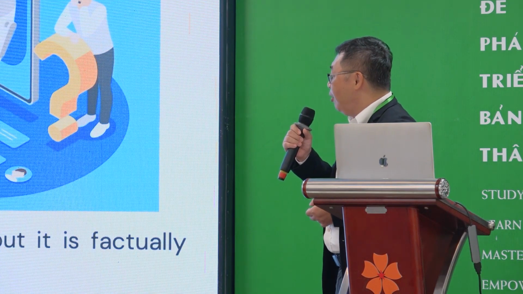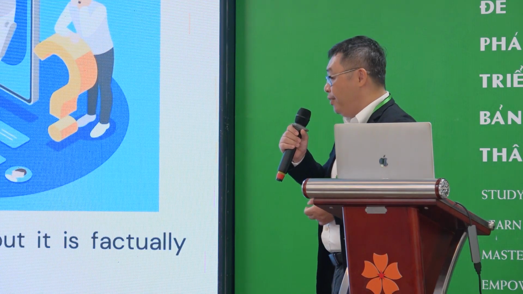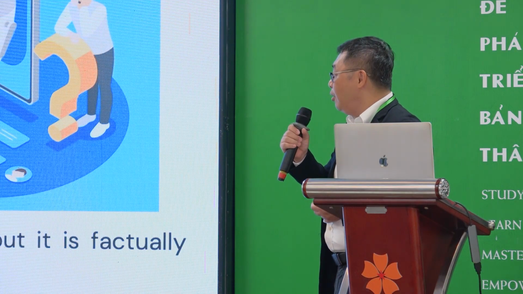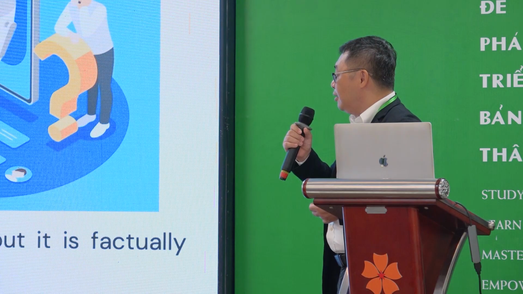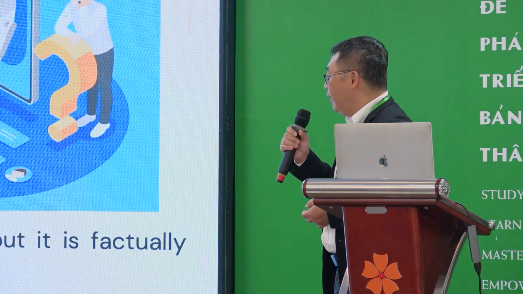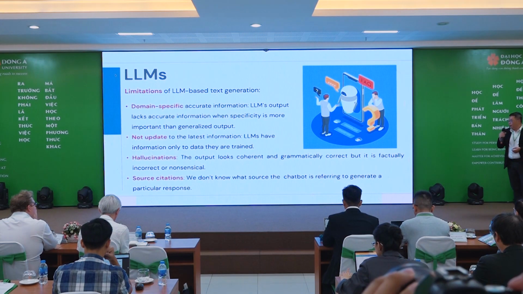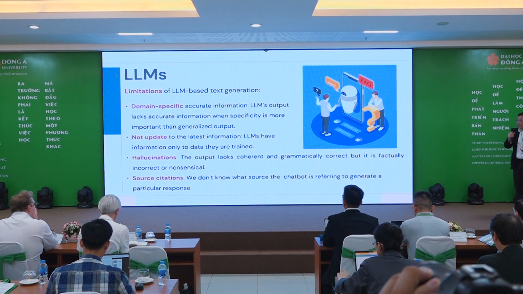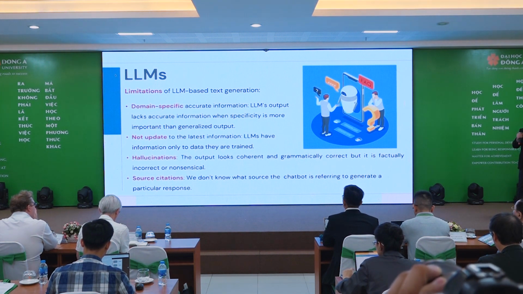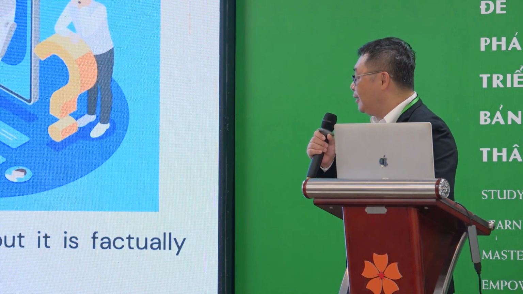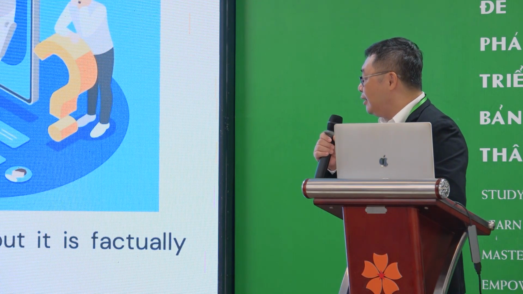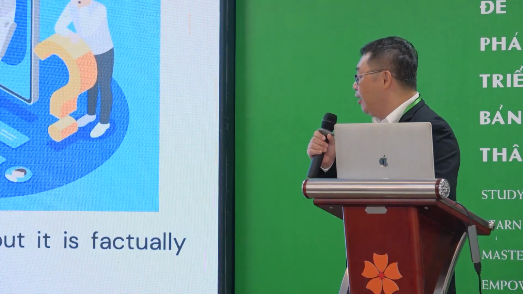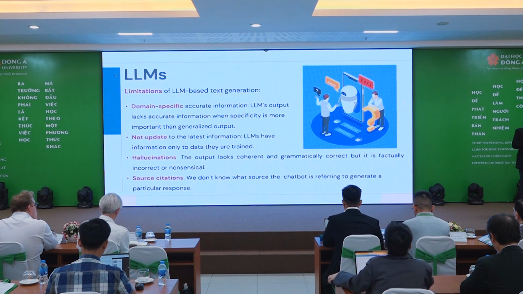The third limitation of LLM is that sometimes it will make up the answer. If it doesn't have the knowledge or information about the question, LLM sometimes will make up the answer. The output looks coherent and grammatically correct, but the content or knowledge is incorrect. And if we use LLM, sometimes we don't know what source the model cites or refers to in generating the response.